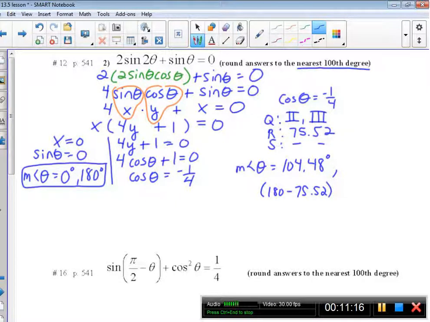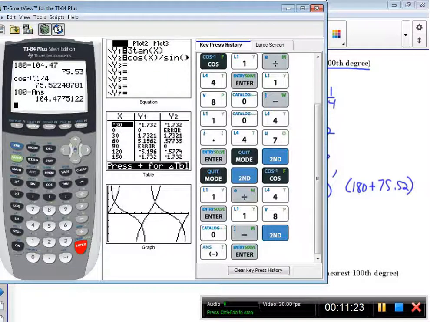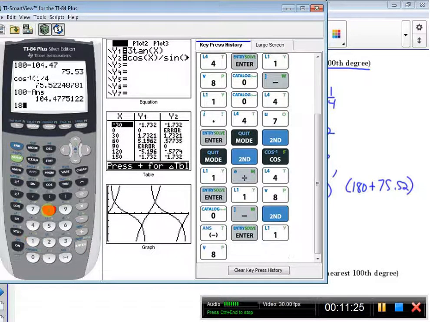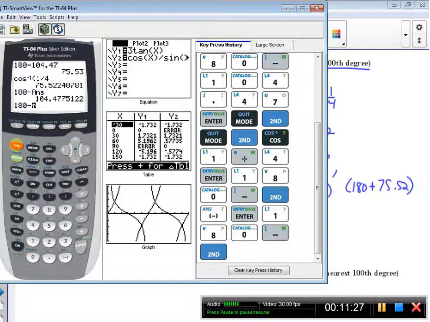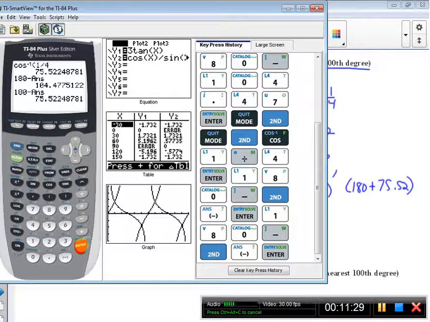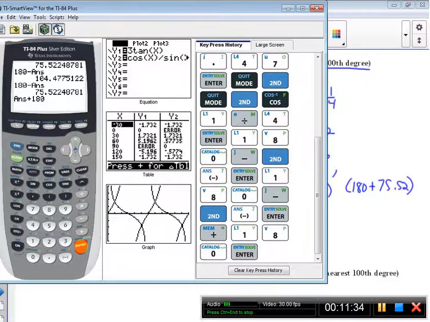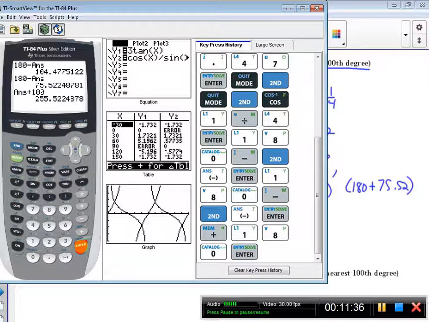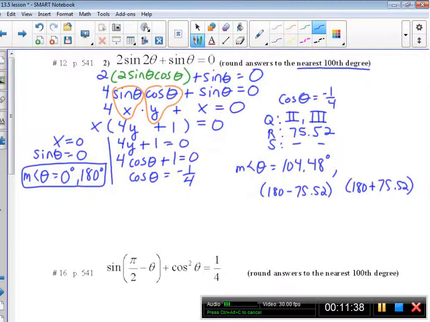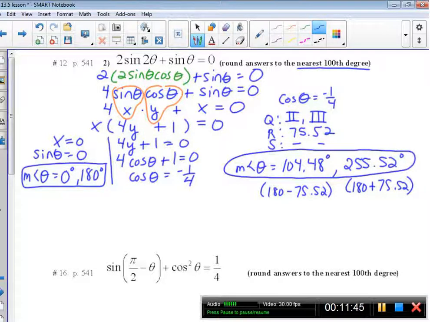And then for quadrant 3, I'm going to be doing 180 plus the 75.52. So to get my reference angle back, I'm just going to do 180 minus that 104 answer I had, back to my reference angle, and then I'm just going to do plus 180 for quadrant 3. So 255.52. So there they are to the nearest hundredth degree.